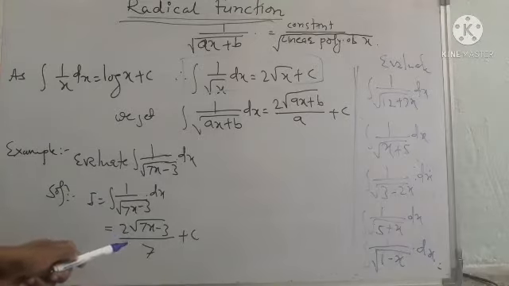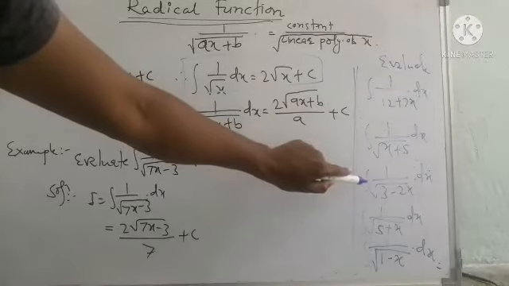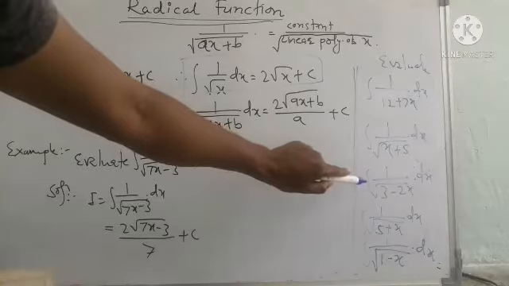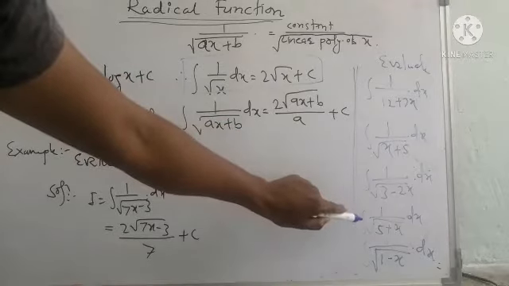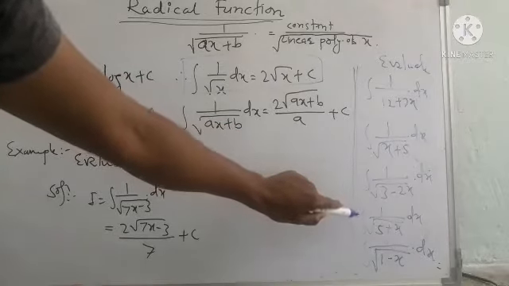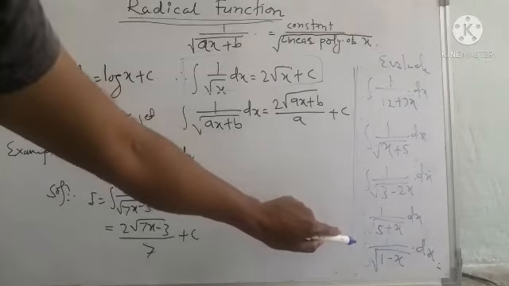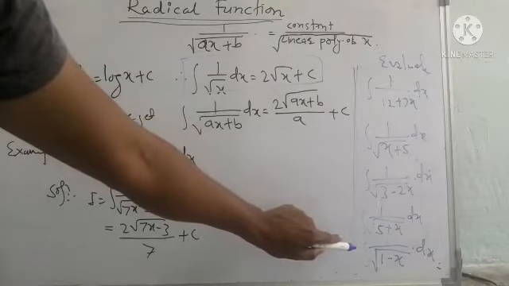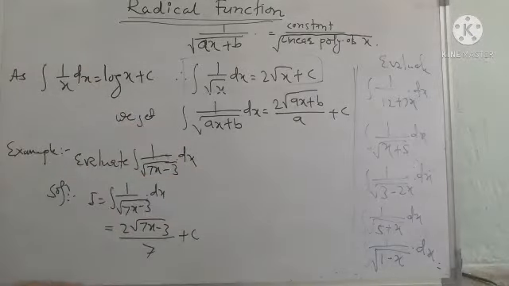Next, integration of 1 upon root of x plus 5 will be 2 times root of x plus 5 divided by coefficient of x, which is 1, plus c. Integration of 1 upon root of 3 minus 2x will be 2 times root of 3 minus 2x divided by minus 2 as coefficient of x plus c. Integration of 1 upon root of 5 plus x will be 2 times root of 5 plus x plus c. And finally, integration of 1 upon root of 1 minus x will be 2 times root of 1 minus x divided by minus 1 as coefficient of x plus c.